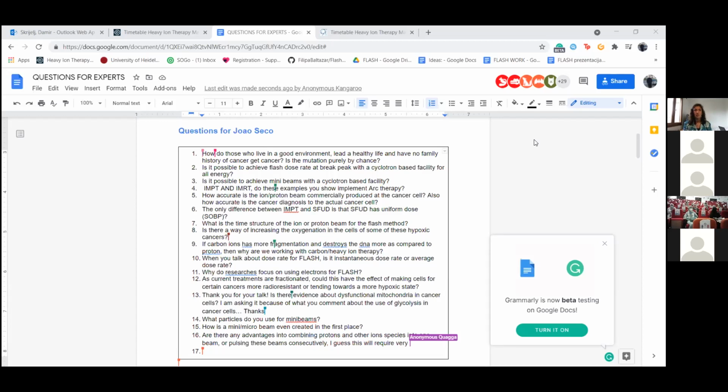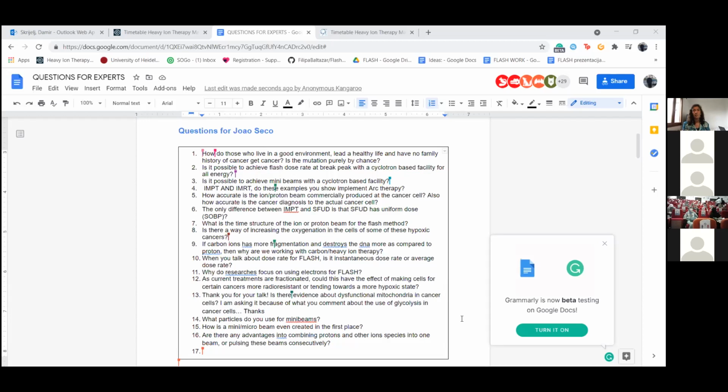Is it possible to achieve FLASH dose rate at Bragg peak with a cyclotron-based facility for protons? So a cyclotron-based facility is absolutely perfect for FLASH for protons. A synchrotron facility is not. So we could not achieve, at the moment that I know of, FLASH with a synchrotron in Heidelberg or any other synchrotron facility that has protons, like in MD Anderson or other centers. So it's perfectly set for cyclotrons. So FLASH can be done with cyclotrons.